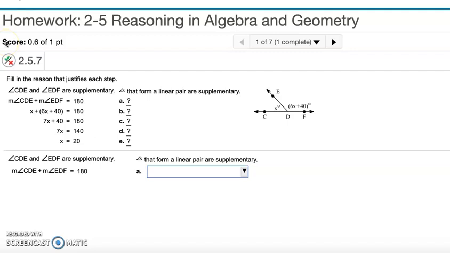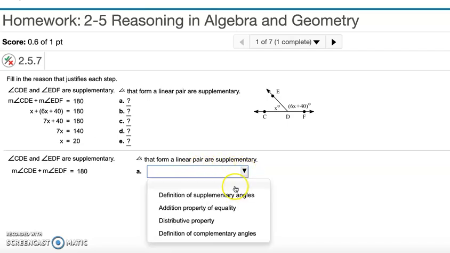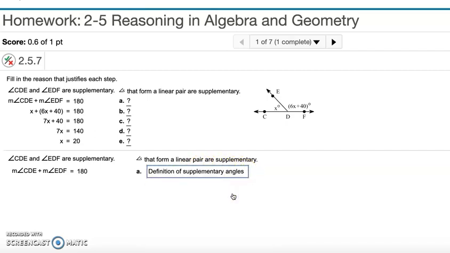From there, we can say the measure of angle CDE plus the measure of angle EDF equals 180 degrees. We can justify saying that because that is the definition of supplementary angles. Supplementary angles add up to 180 degrees.